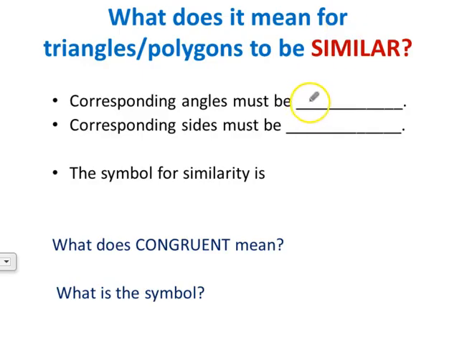All right, so what does it mean for triangles? Let's talk about similarity in terms of triangles and polygons instead of turtles now. So what does it mean for triangles and polygons to be similar? So let's summarize what we talked about on the previous slide. Corresponding angles of similar triangles or polygons, the angles are going to stay the same. They will be congruent. So the angles of similar polygons, triangles, are always going to be congruent. However, corresponding sides are no longer congruent when we talk about similarity, but now the corresponding sides must be proportional.